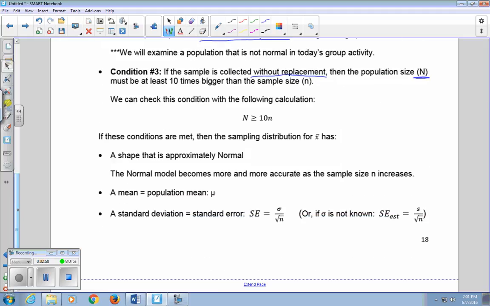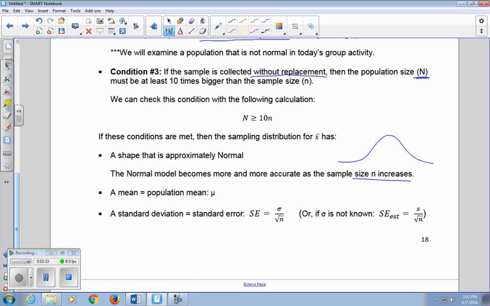If these conditions are met, then the sampling distribution for X bar has a shape that's approximately normal. Okay, so we're going to know that our sampling distribution looks something like this. The normal model becomes more and more accurate as your sample size increases. So for a big sample size, we're really close to normal or normal. And if our population is already normal, then we're normally distributed, with a mean that's equal to our population mean.